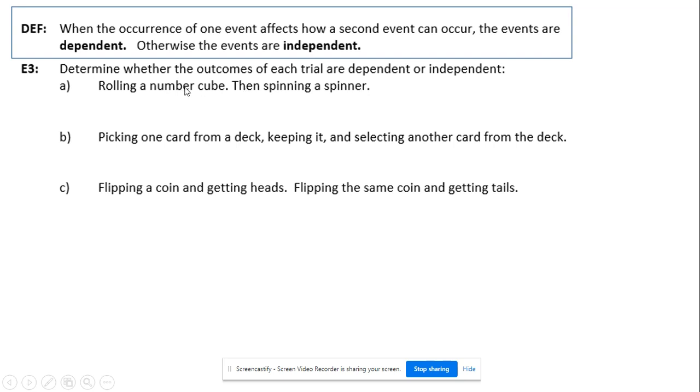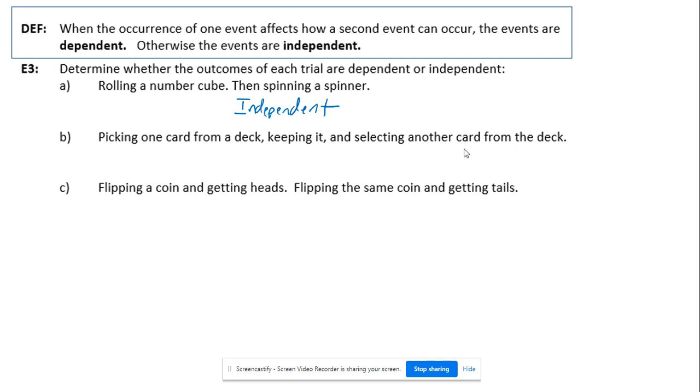Think about this. If I roll a number cube, if I roll a dice, does it matter what number I get? Will that affect the spinner at all? I mean, think back to that spinner that we did yesterday in our live session. Would it matter what number I rolled on a dice? Would that affect the outcome of the spinner? No. And so those events are independent. What about picking one card from a deck, keeping it, and then selecting another card?